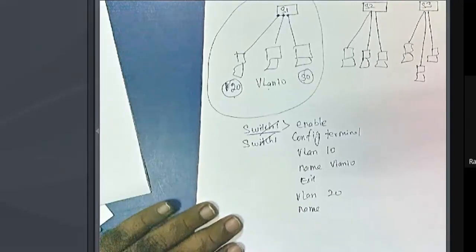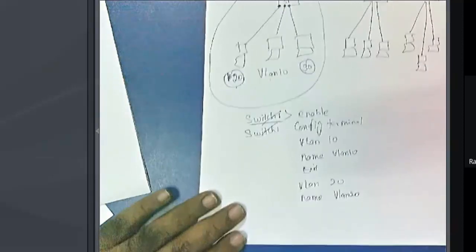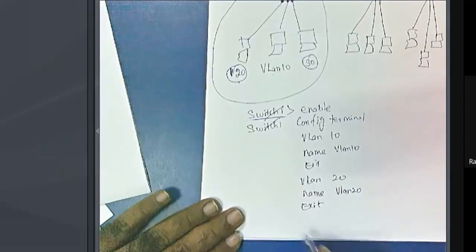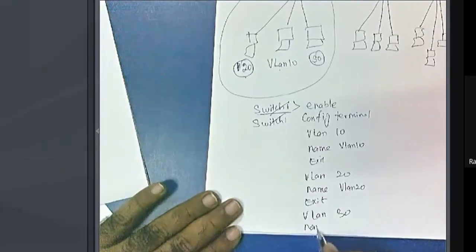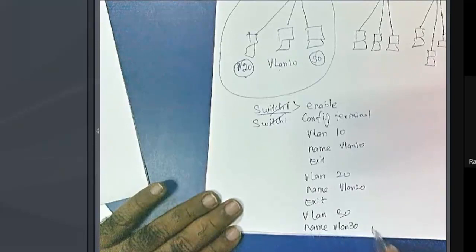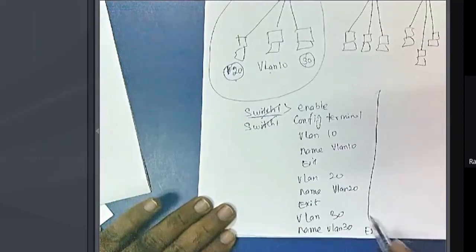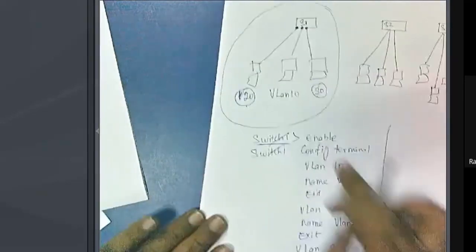I want to give a name for this one too, so VLAN 20. Then exit. Next, I want to create another VLAN: VLAN 30. Then I give the name VLAN 30. Then exit. So this step number 1 is done, the VLANs are created. So we created 3 VLANs.